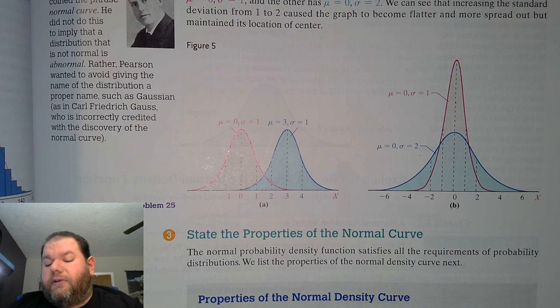Let's see what else. Now, I said the area under the curve is 100% of the probability, so it's actually the area is equal to 1 also. So we're just looking at the fraction of that representing the probability.